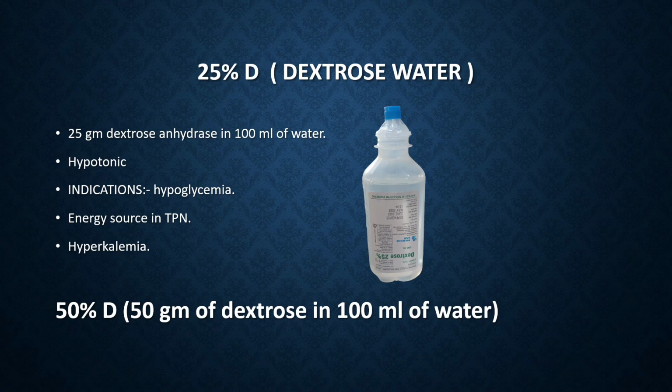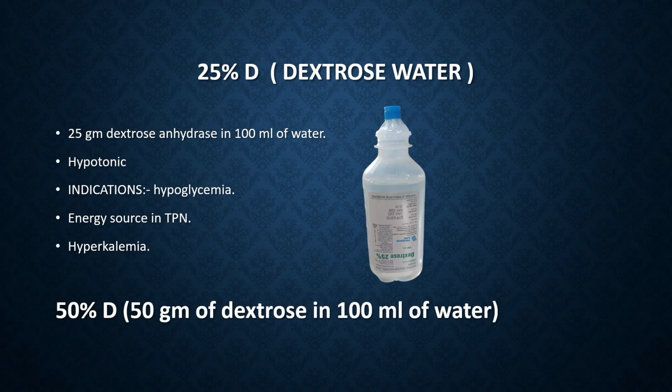The next one is 25% dextrose water. It contains 25 gram of dextrose in 100 ml of water. It is hypotonic. The indication is hypoglycemia. It is a magical molecule when the patient comes to the emergency department drowsy or with altered sensorium. We can give D25 and the patient improves within a few minutes. It can also be given during total parenteral nutrition as an energy source.